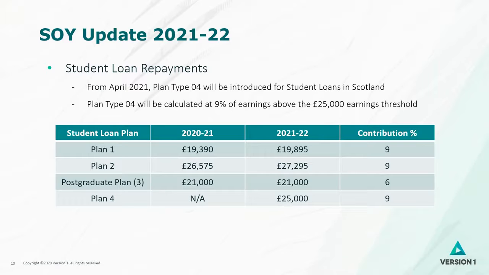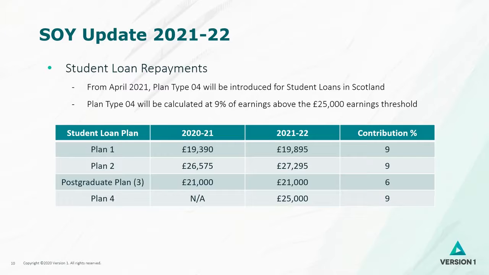For student loans, the big change this year will be the addition of Plan Type 4, but that only applies to student loans in Scotland. As with the other student loan plan types, Plan Type 1 and Plan Type 2, this will be calculated at 9% of the employee's earnings, but the threshold will be set at £25,000 for the forthcoming tax year.